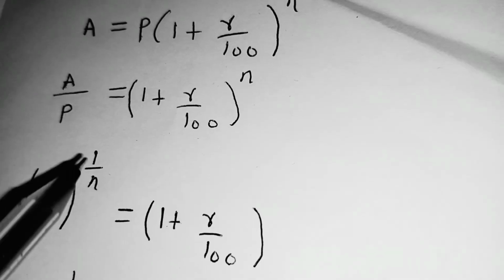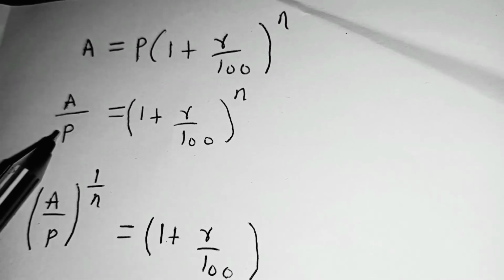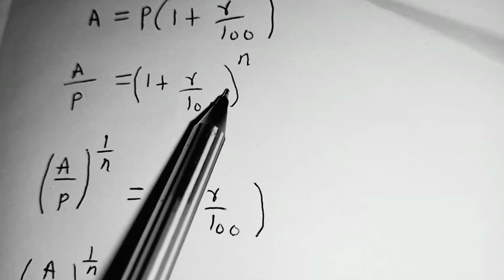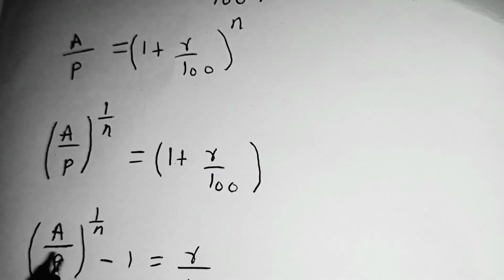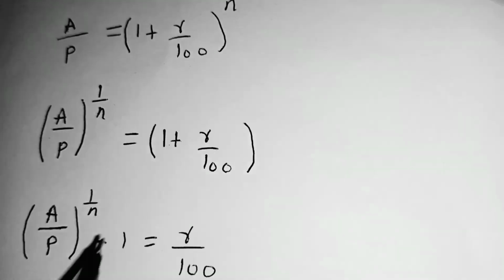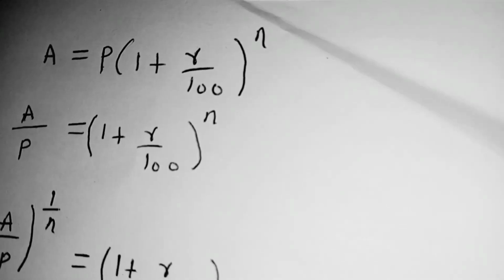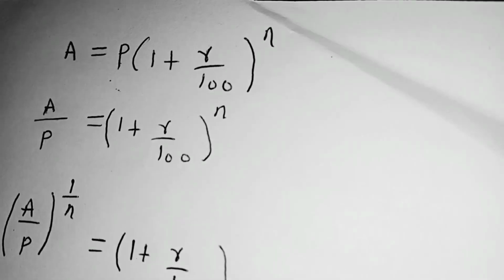First of all, we have divided by P both sides as shown here. Then step number 2, we have taken the nth root on the left hand side and on the right hand side. Then from there we have subtracted 1 both sides as shown here. And alternatively from this equation here, we can take logarithm both sides.